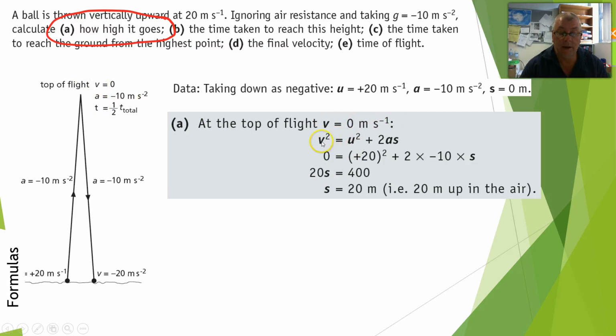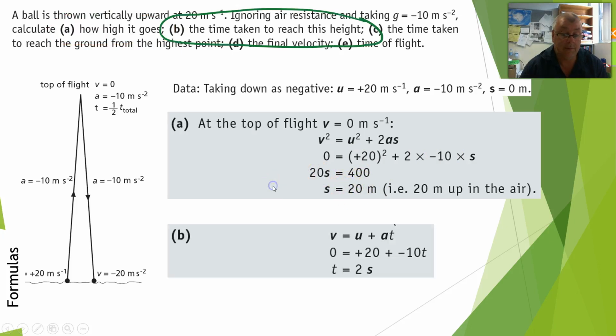If we're only looking at half the flight, that gives us our three things, because we've got u and a, and v will be our third, because the displacement doesn't help us in our equations of motion. So we put the numbers into v squared equals u squared plus 2as, and we get the answer: it goes 20 meters up. Notice the careful use of the signs, and by rearranging it you get a positive displacement.